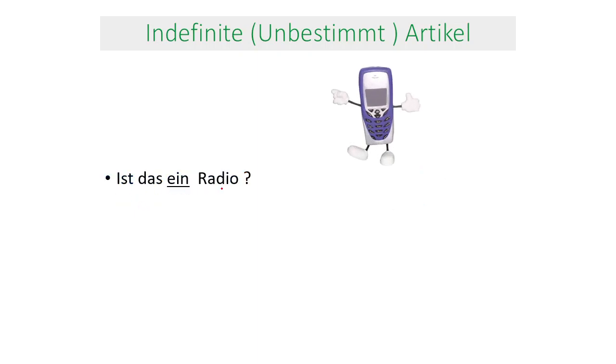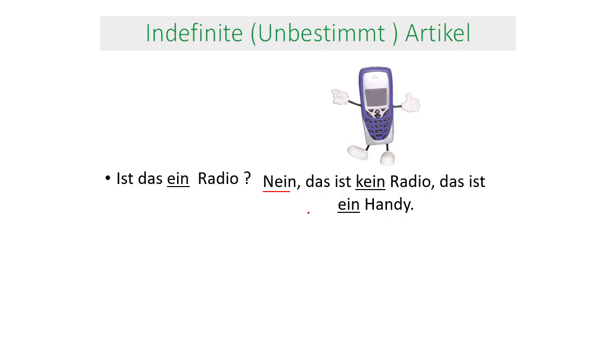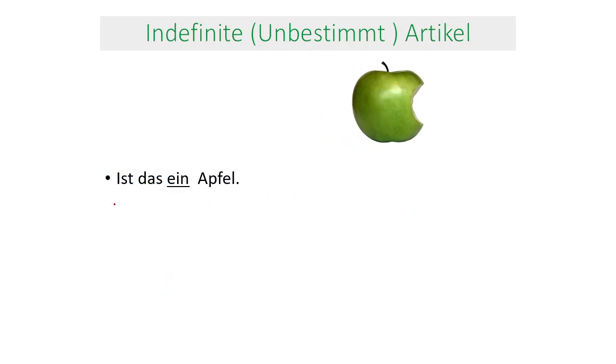Ist das ein Radio? Is this a radio? Neutral, we put ein. Nein, das ist kein Radio, das ist ein Handy. If we need to negate, we put kein. No, this is not a radio, this is a mobile phone. Ist das ein Apfel? Apfel is masculine, so we put ein. Ja, das ist ein Apfel. Yes, this is an apple.